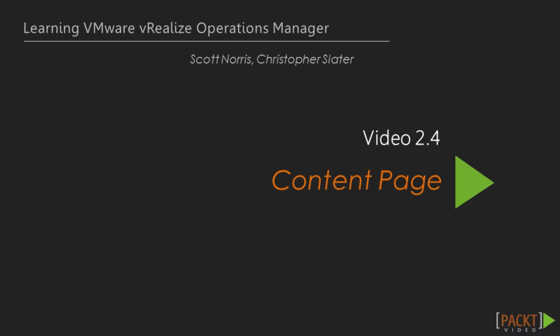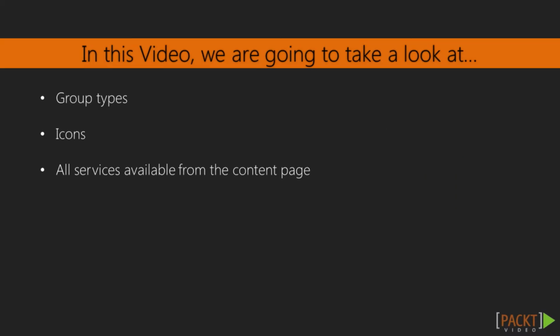Hi, in the previous video, we had a look at the environment section and how to navigate our way through all the different areas within it. This video is on the content page. Within this, we're going to have a look at all the different sections and areas of the content page so we know where everything is, like group types, icons, and all the other services like supermetrics, views, dashboards, and actions will all be seen within this video.